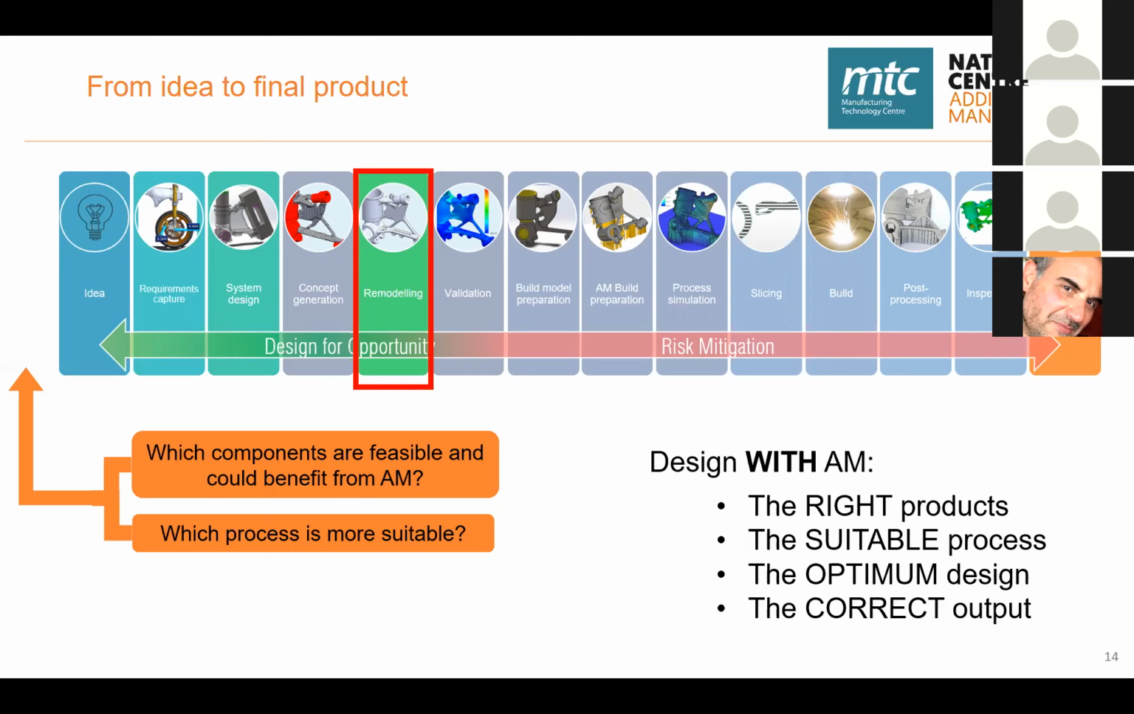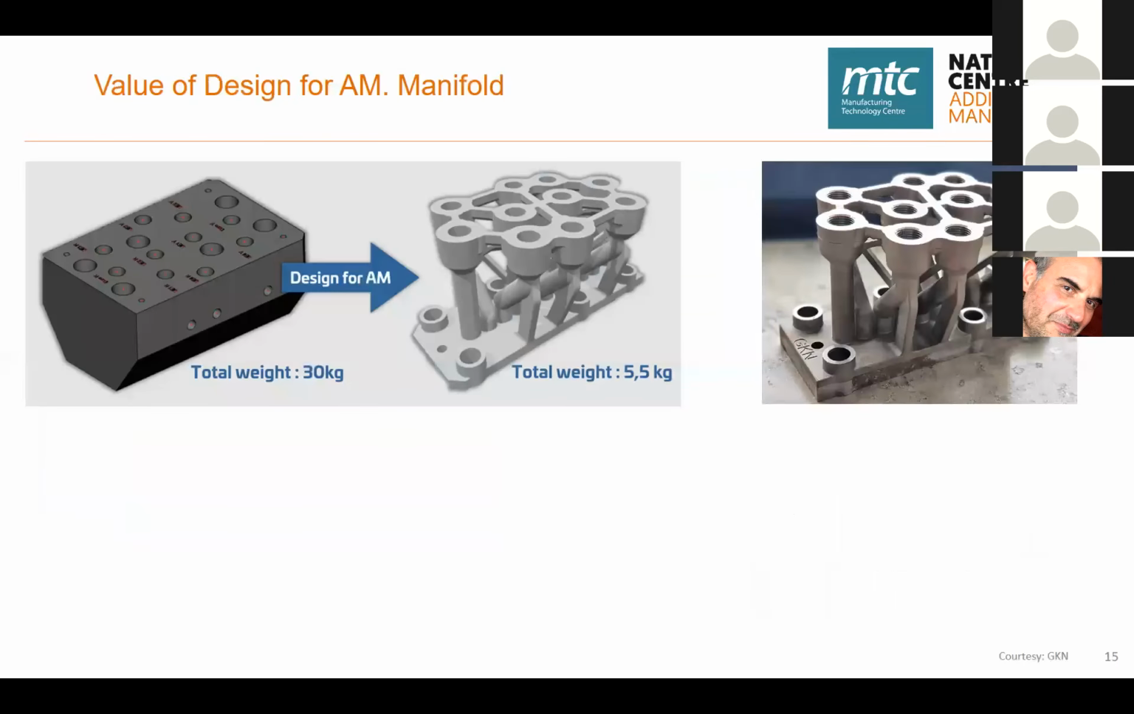So I wanted to show 2 very quick examples. The first one is why we need a design for additive. I want to show an example from GKN, where we can see some manifolds. Manifolds are engineering components used for controlling the fluids in many different applications. So usually they are produced by machining blocks. So when they applied design for additive manufacturing for these components, you can see that there is a big difference, from a weight of 30 kilograms to 5.5 kilograms.